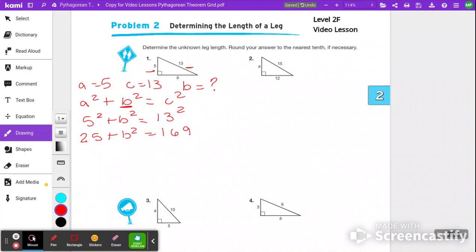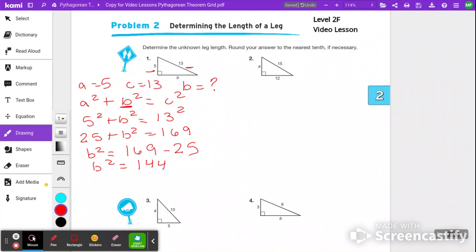In our last unit, we learned how to solve two-step equations. So we're going to subtract 25 from each side. So B squared is 169 minus 25. Okay, we just have one more step. So B squared is 144.